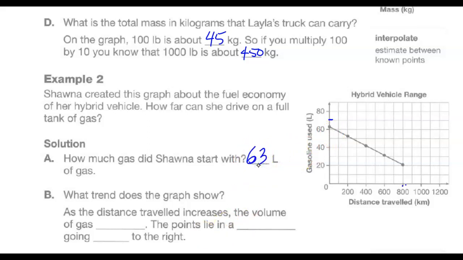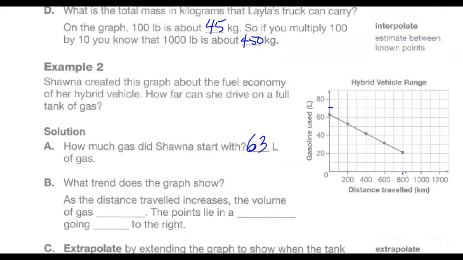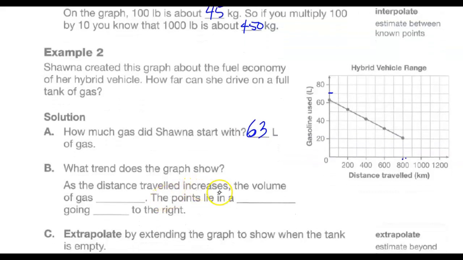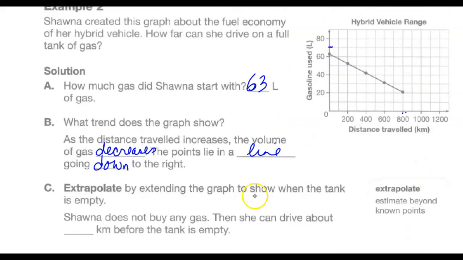What trend does the graph show? As the distance traveled increases, the volume of gas decreases because they're using it up. The points lie in a line going down and to the right. Extrapolate by extending the graph to show when the tank is empty. Okay, so if you have a ruler, you go over top. I'm going to try to go over top here.